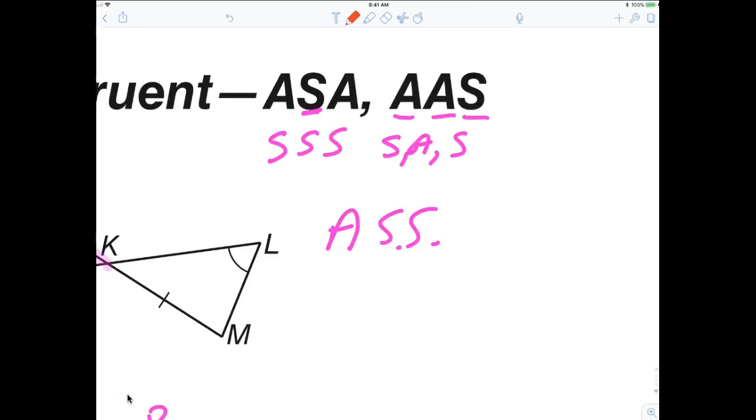So you'd write them down so you could see the 4 ways, the 4 techniques you can use to prove a triangle is congruent.